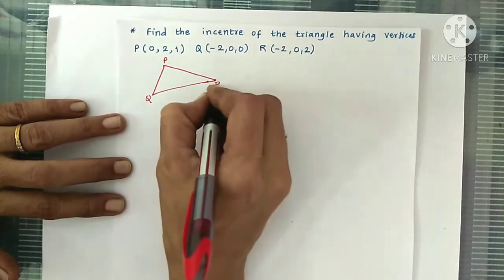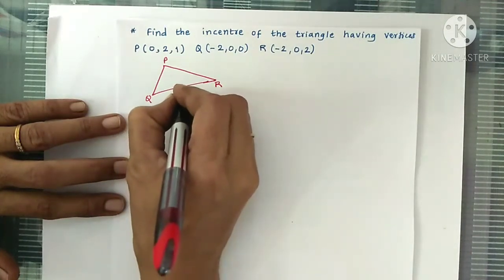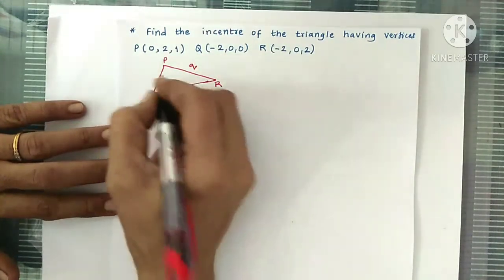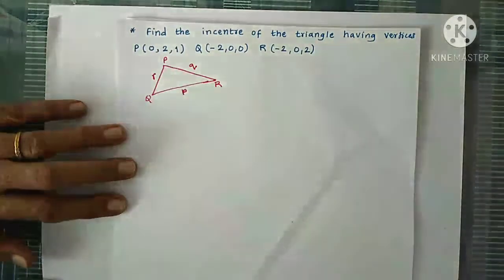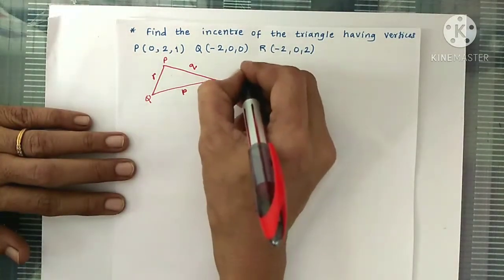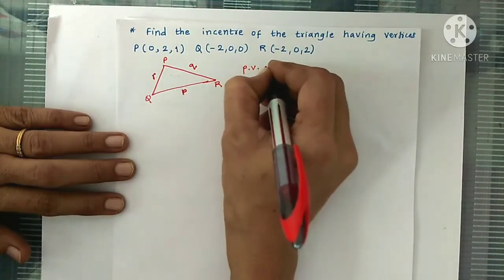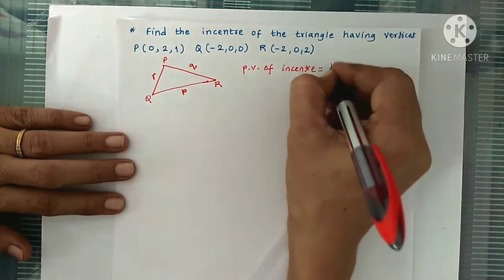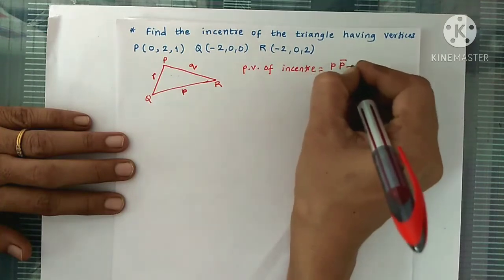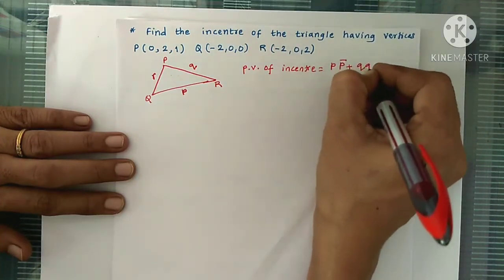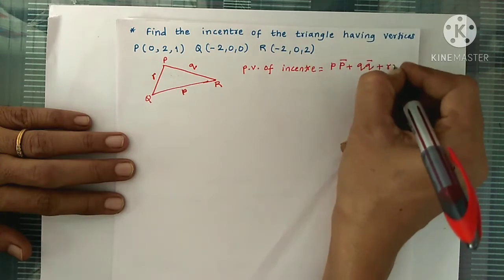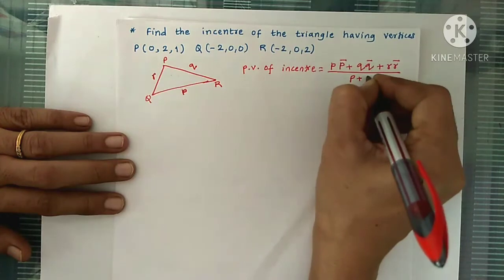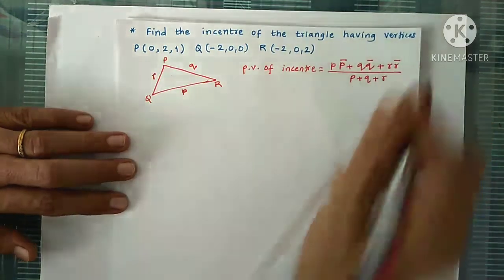Now by our convention, this length QR is small p, length PR is small q and length PQ is small letter r. So position vector of incenter equals p times P bar plus q times Q bar plus r times R bar, divided by small letter p plus q plus r.